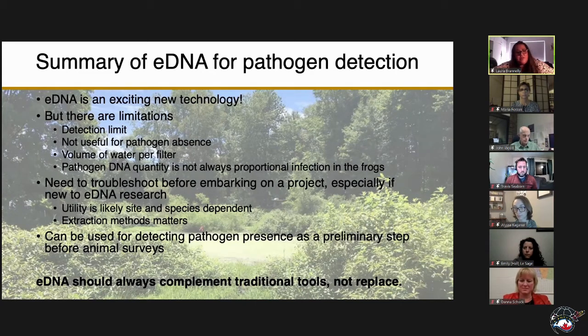eDNA methods should always be used to complement traditional tools, not replace. This is a key point. You do want to keep doing those traditional sampling methods.